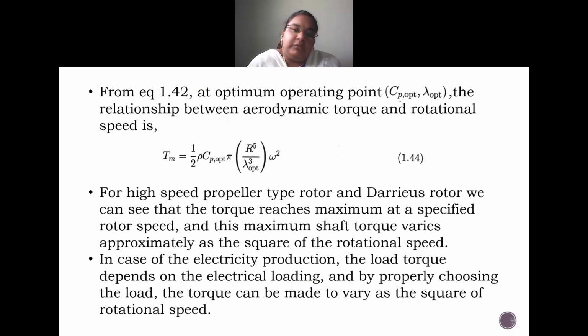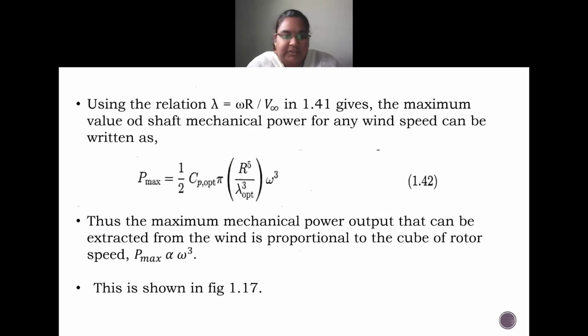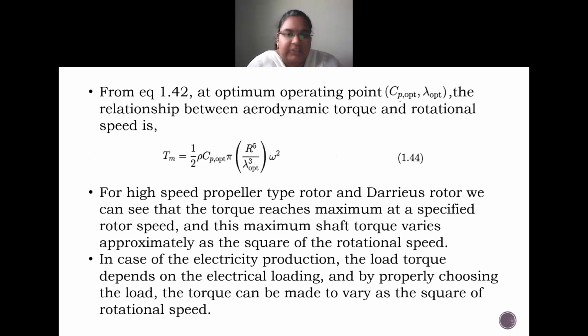Now, from equation 1.42, I'll show you equation 1.42. This is P max, the mechanical power output. By using that equation, what he is trying to tell us is the relationship between the aerodynamic torque and the rotational speed when the rotor is operated at the optimal operating point. Now we know that torque is nothing but power divided by omega. We have found the power there, so we just divide it by omega and write the torque equation.